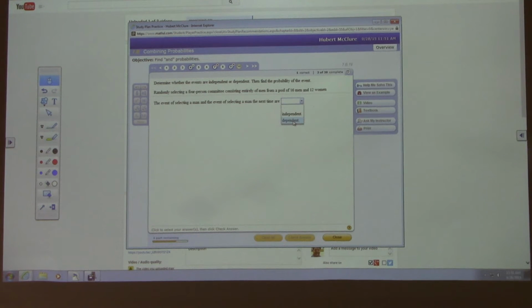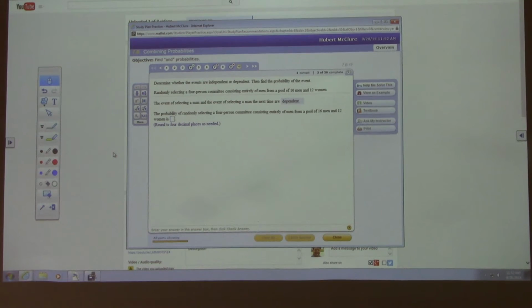So would this be dependent or independent? Dependent, without replacement. Anytime you're dealing with a vote or a body. What's the answer? Dependent. All right, so how many women and men are there? 28. So this is going to be 4 events: 16 out of 28, 15 out of 27, 14 out of 26, 13 out of 25.